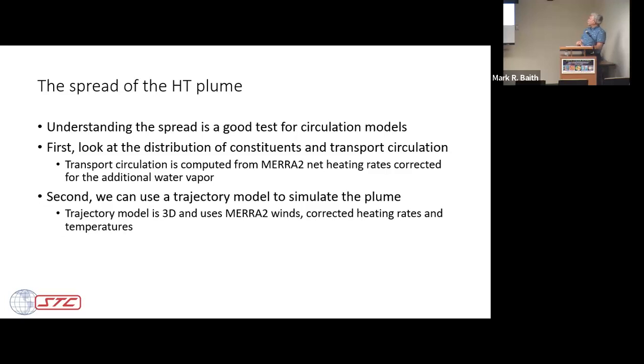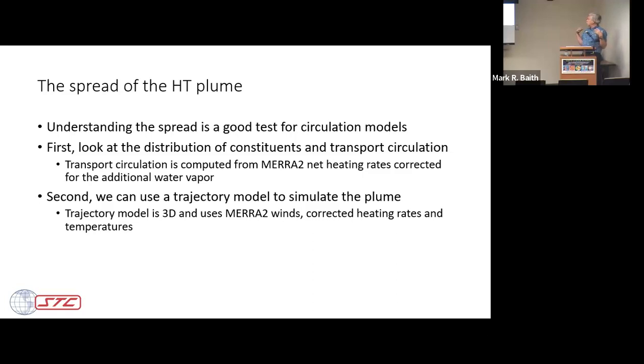So I'm going to first look at the distribution of constituents and the transport circulation. I'm computing the transport circulation from MERRA-2, but I'm correcting the heating rates that are in MERA2 because MERA2 doesn't assimilate water vapor in the stratosphere. It just uses a fixed value. And why not? The last 50 years, it's always been about the same until you get a volcano. And then there's also aerosols.